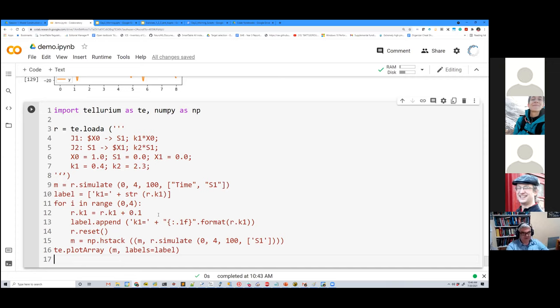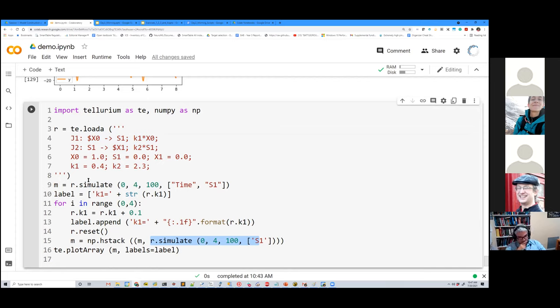This, for example, shows you a parameter scan. I've got a simple model again, just two steps, and I'm going to be changing K1. Each time I change K1, I'm going to run a simulation. So this is really awkward, as you can see. It takes a lot just to do something simple like this.